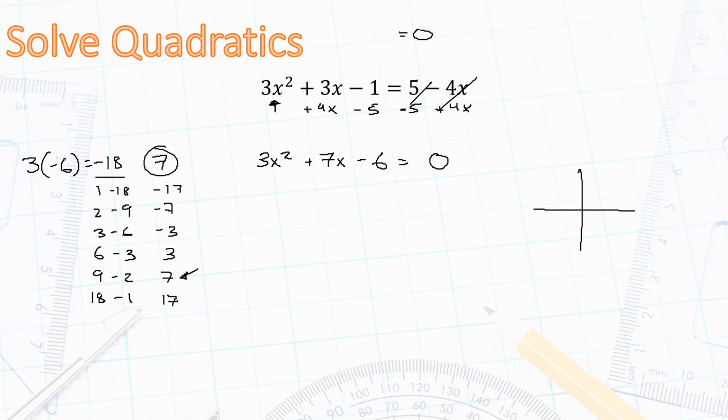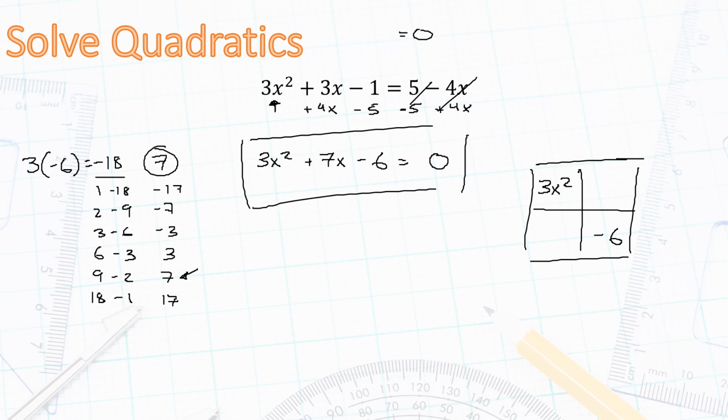So I do my box somewhere off to the side. It doesn't have to be the main feature. 3x squared and minus 6 go in. Remember, it's the one that you made equal to 0 that goes into the box. And then the two factors we found are 9x and minus 2x. 3x squared is 3 times 1.